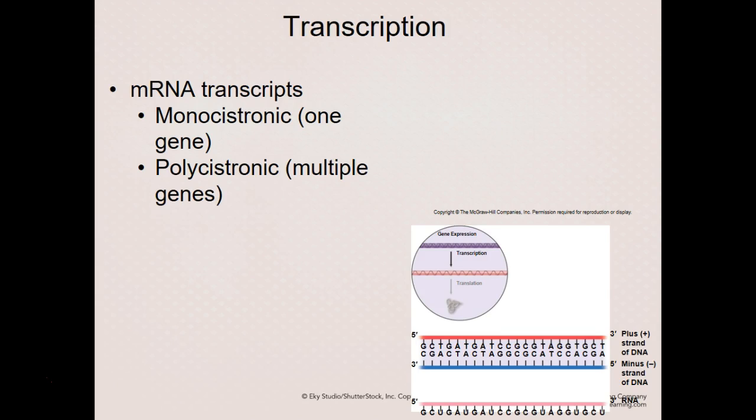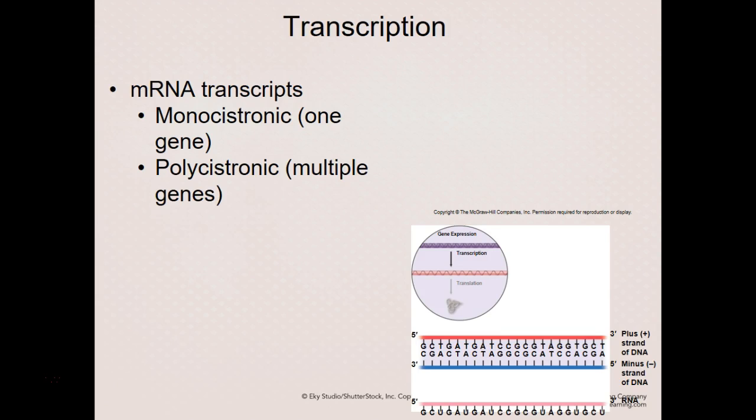Messenger RNA transcripts then are what we've produced, and they can be either monocistronic or polycistronic. Monocistronic messenger RNA is what we see typically with eukaryotic organisms. So humans produce monocistronic messenger RNA, which means we're coding for only one gene. Every messenger RNA that we produce codes for one specific gene.